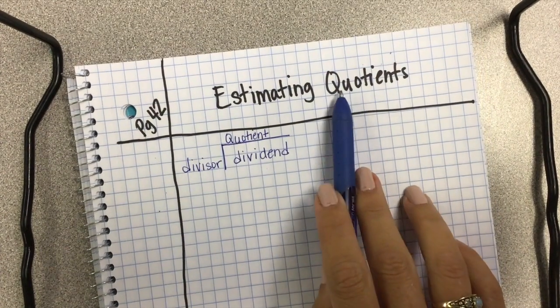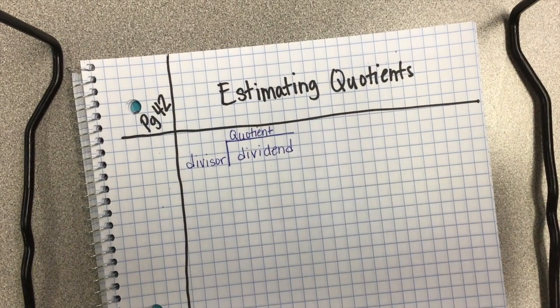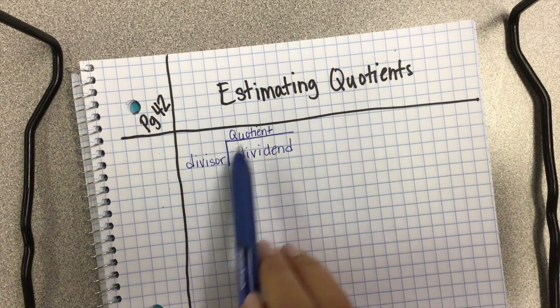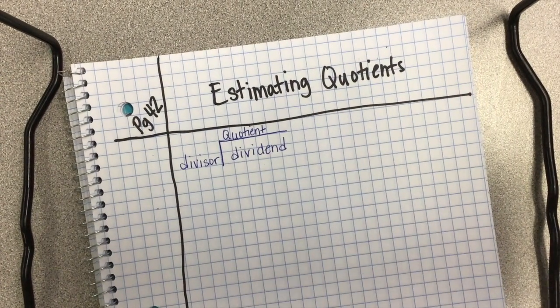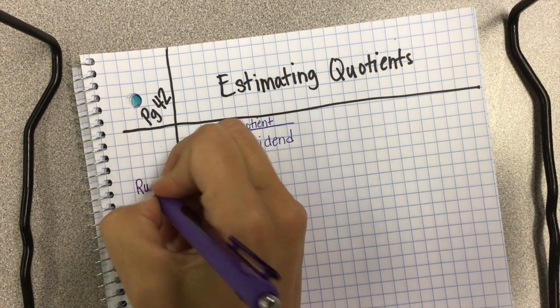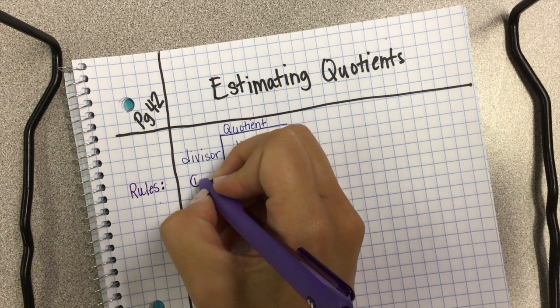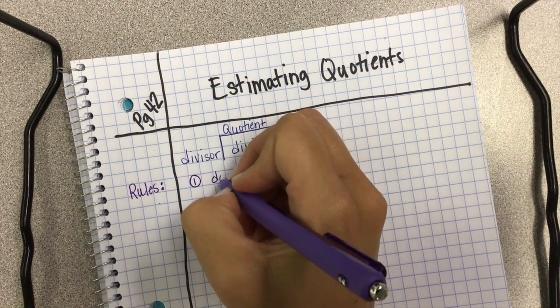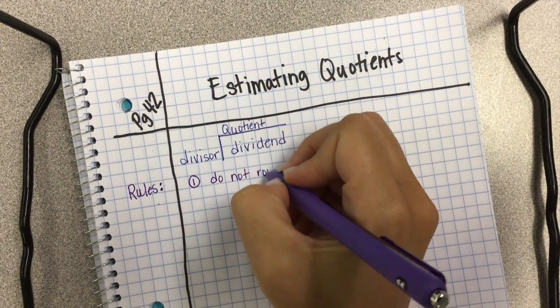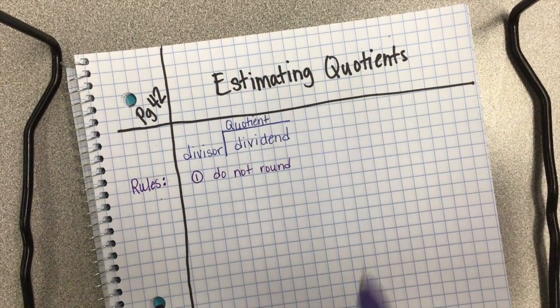Okay, now you can see quotient in our title, right? Estimating quotients. So, a few rules when estimating quotients. Let's go ahead and put this in our column here. Rules to estimating quotients. Okay, rule number 1. Do not round. And you're thinking, Mrs. Nestor, you told us to round the decimals in multiplication. Like, what? You're telling us not to round now when estimating? Don't worry, it's going to get easier, I promise.